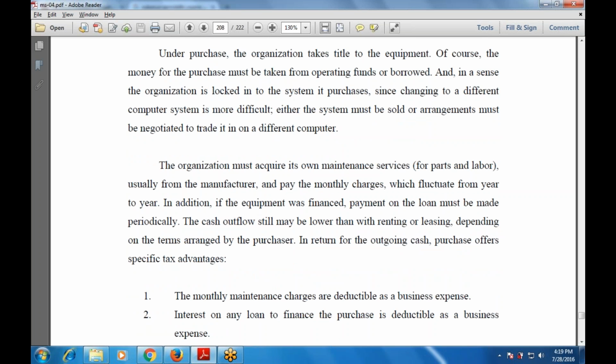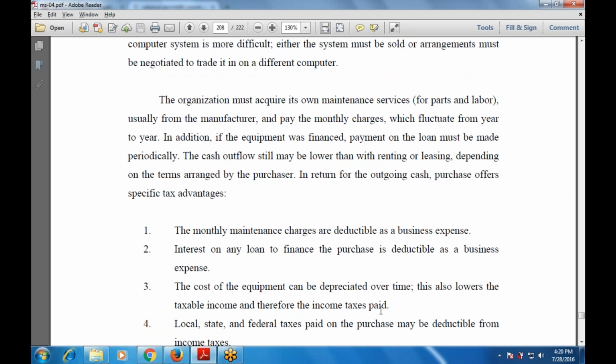And in return for the outgoing cash, the purchaser has specific tax advantages. Now, what are the various advantages? The monthly maintenance charges are deductible as a business expense. Interest on any loan to finance the purchase is deductible as a business expense. The cost of the equipment can be depreciated over time, and this also lowers the taxable amount, and therefore the income tax paid.